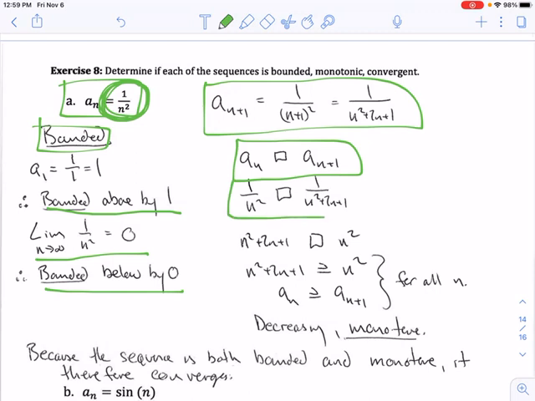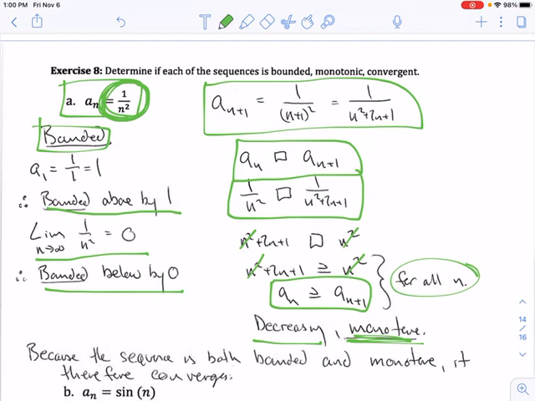Going through the same process that I went through in the last few problems, I set a sub n on the left, a sub n plus 1 on the right, do some cross multiplying, and then I see that these n squared terms are going to cancel out, and so I'm left with 2n plus 1 is greater than 0, which is always going to be true. And so we know that a sub n is greater than or equal to a sub n plus 1. Therefore, it is decreasing for all values of n, and therefore it is monotone.